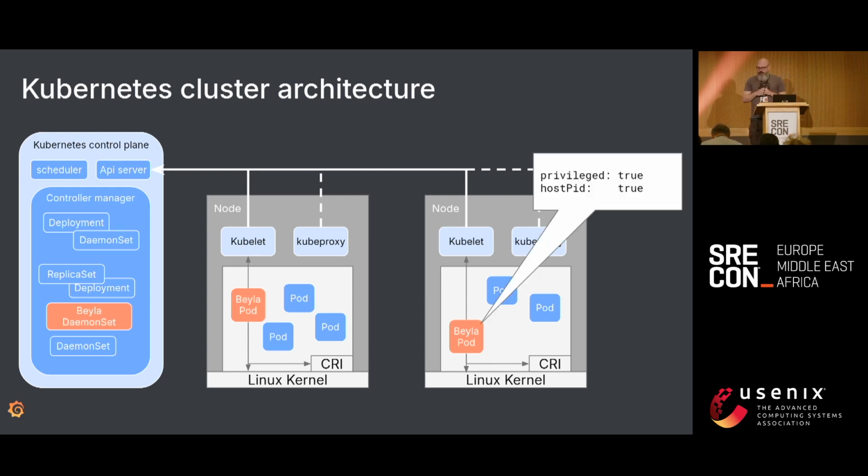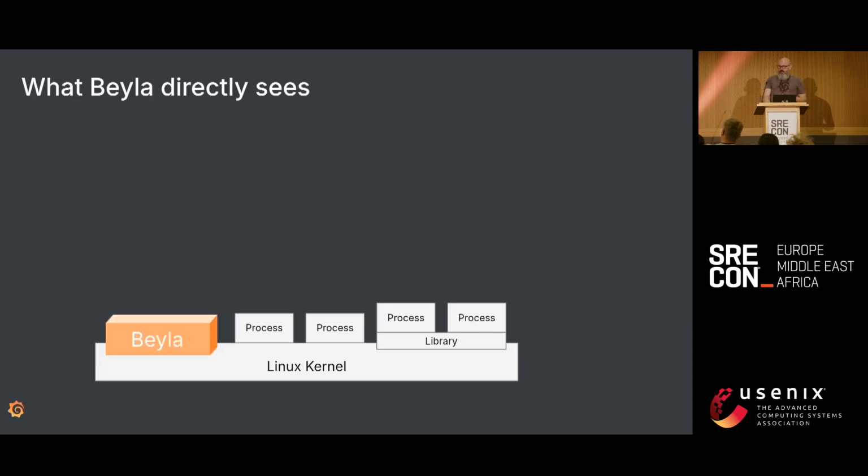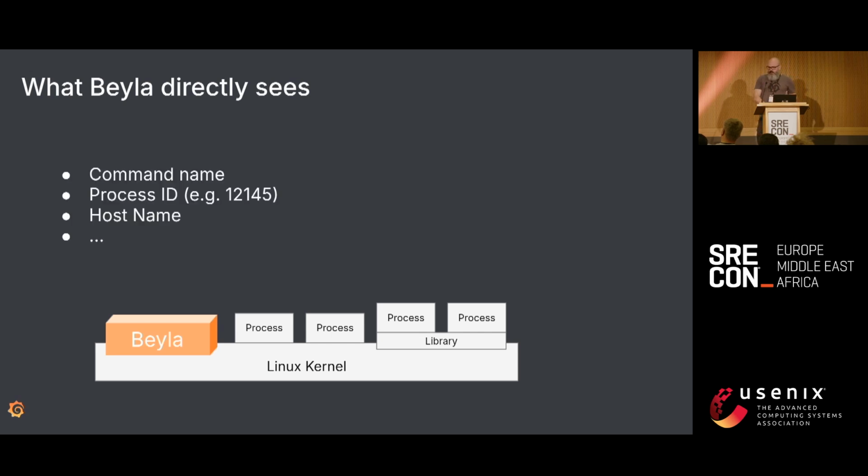We require some changes in the container parameters. We have to set the privileged flag to true. This is because we need to mount the BPF file system. We're going to see later why we need that. And we also need hostPID set to true, which is going to allow the pod to have access to the host process ID of the node. So what Beyla directly sees at the host level is very basic information like the command name, the process ID, and the host name.